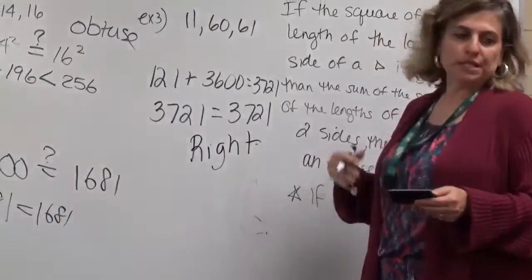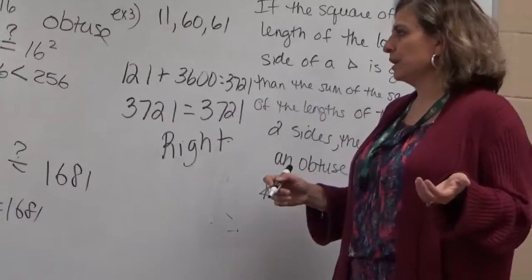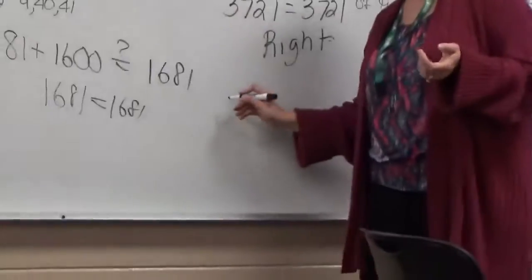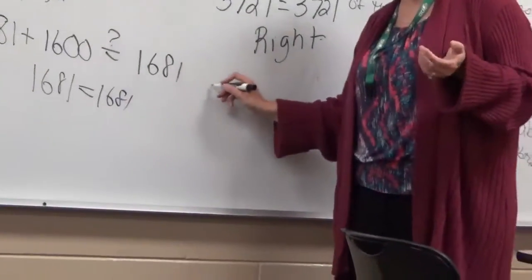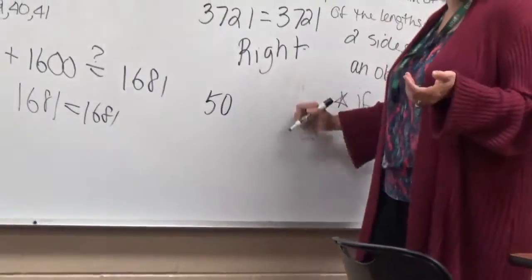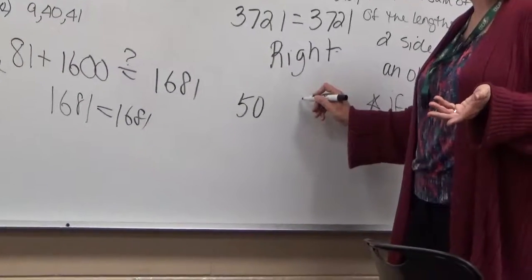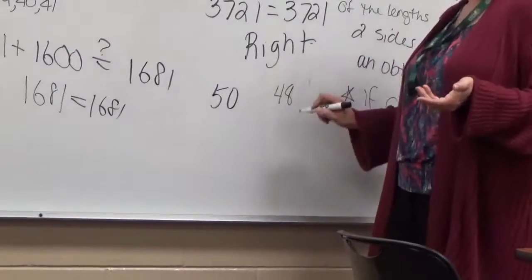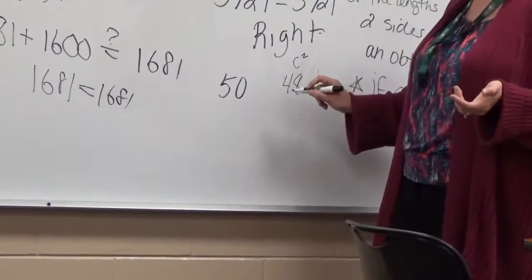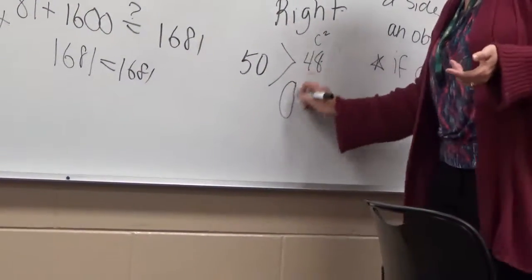Okay? Now if we did one more example, let's say I added a squared plus b squared and I got 50, and then I got c squared to be less, so we'll just say it was 48. In this case, if this was c squared, then this is greater than that, and that would be acute.